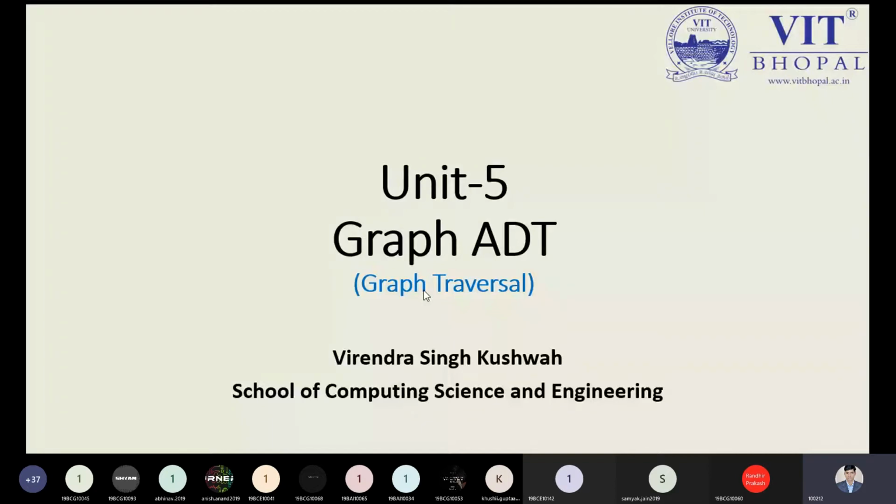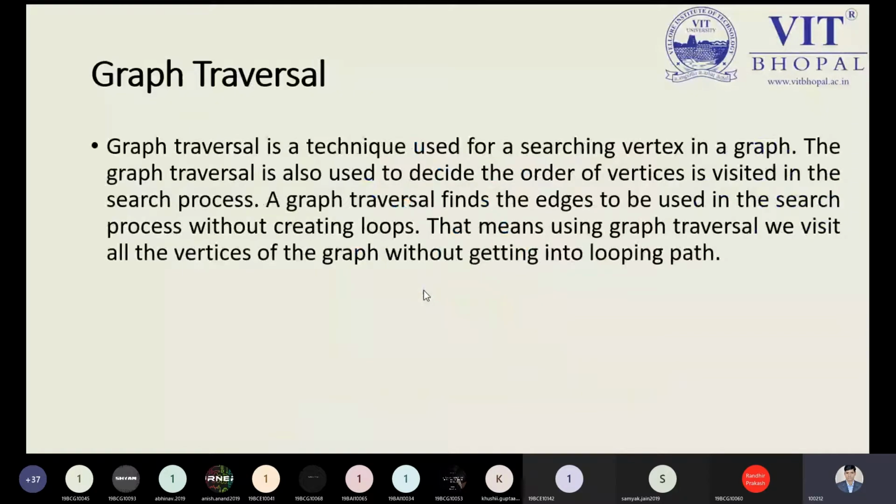While traversing all the nodes, we need to keep all these points in mind. We have the first slide, which is known as graph traversal. So what is graph traversal? Graph traversal is basically a concept or technique which is used to visit all the nodes, in terms of a searching way. Graph traversal is also used to decide the order in which the vertices are visited.